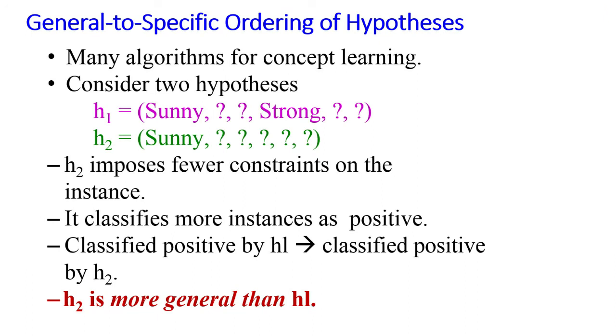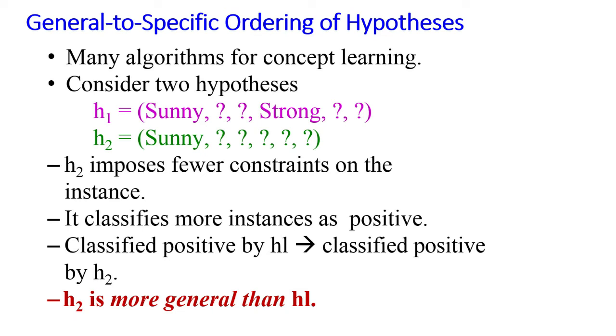General to specific ordering of hypotheses. Many algorithms for concept learning organize the search by relying on a general to specific ordering of hypotheses. This indicates that many algorithms will organize the hypothesis space from general to specific. That is, they will iterate from hypothesis to hypothesis. It may be in the beginning H0, then again more specific H1, H2, H3 and so on.